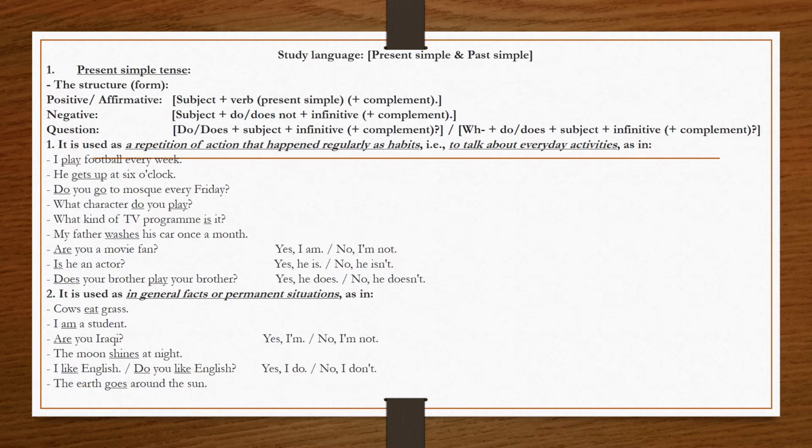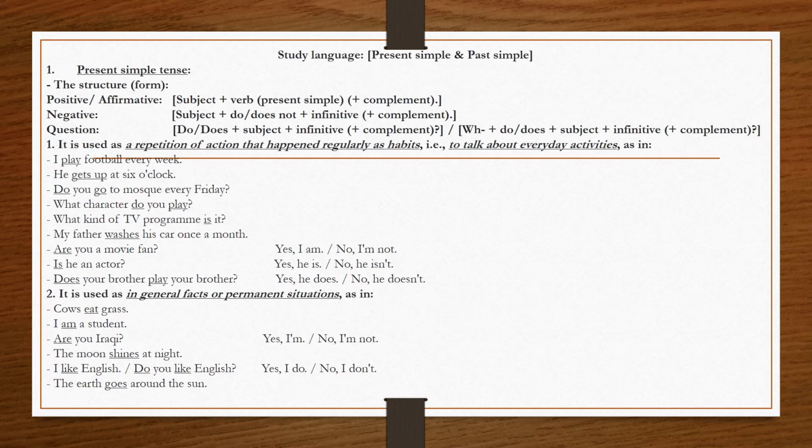Here we have study language. Grammar, study language, present simple and past simple. Present simple tense, زمن المضارع البسيط. The structure, بناء الجملة أو الصيغة, the form. Positive, affirmative, المثبت. Negative, النفي. Question, السؤال.